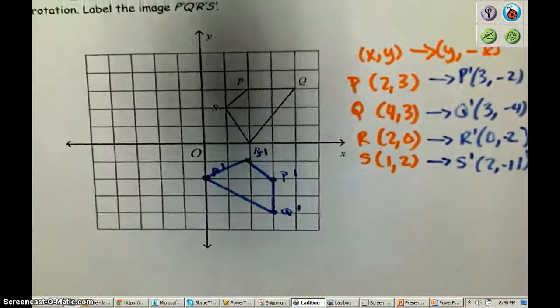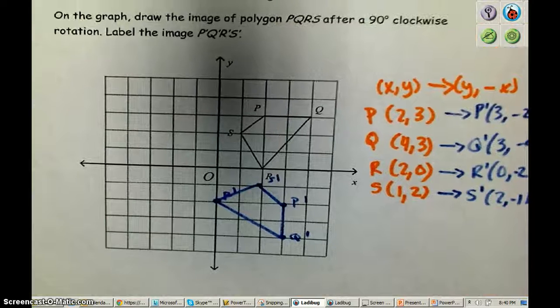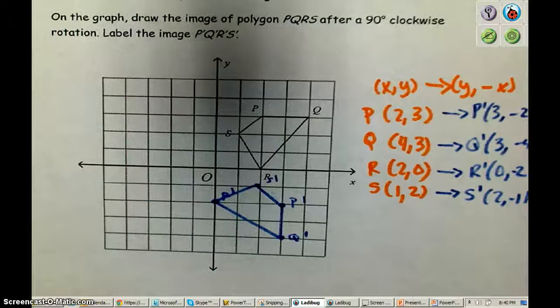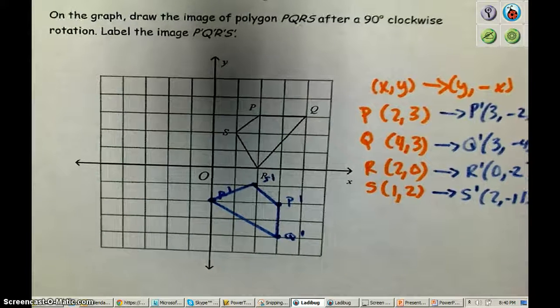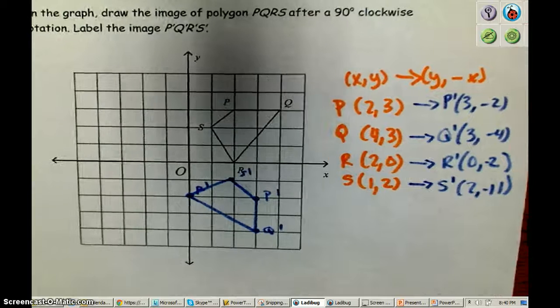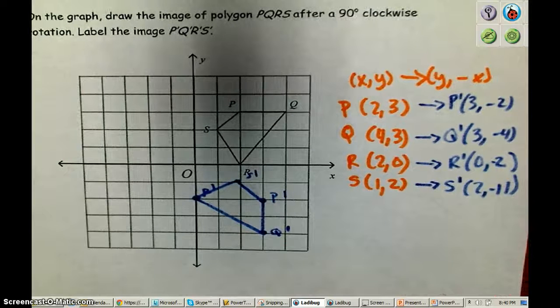And then for number 6, we want to do a 90 degrees clockwise rotation. The rule is to switch x and y, and then you take the opposite of the x. P prime becomes 3, negative 2. Q prime is 3, negative 4. R prime is 0, negative 2. And S prime is 2, negative 1.